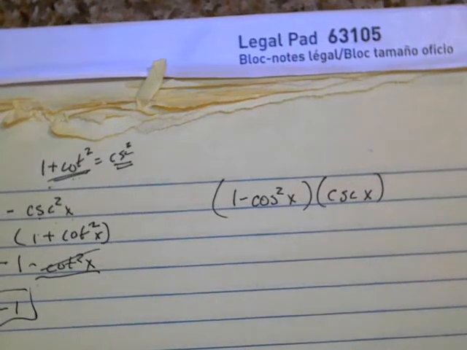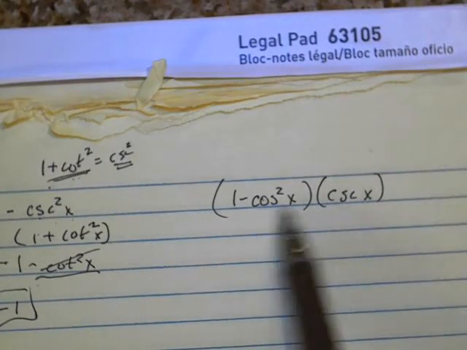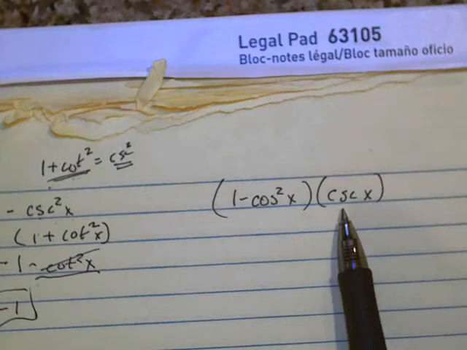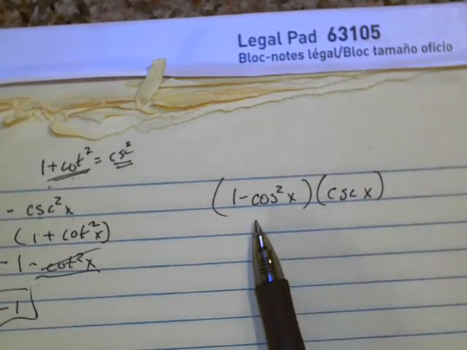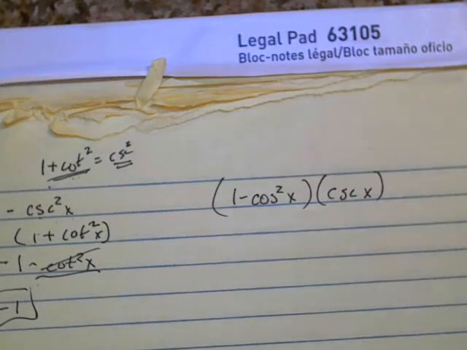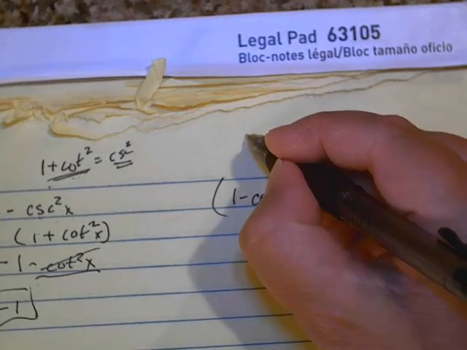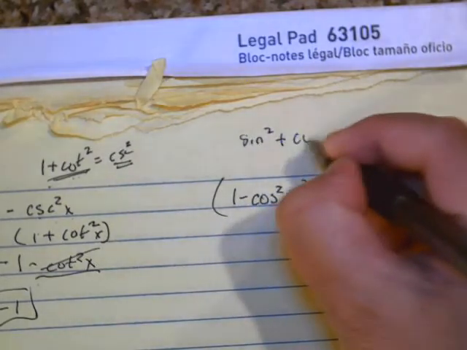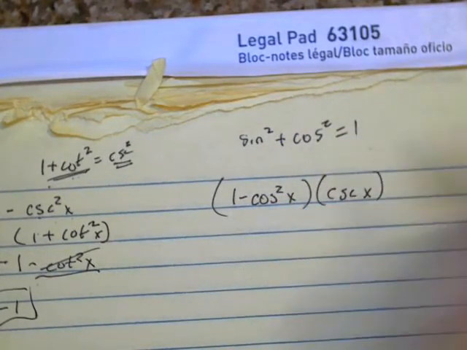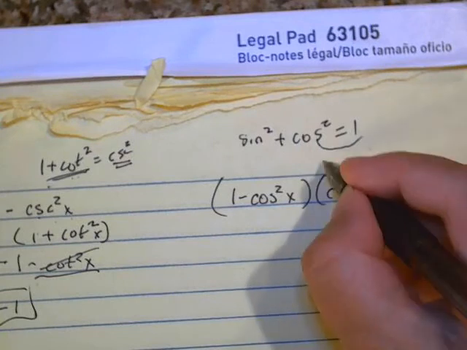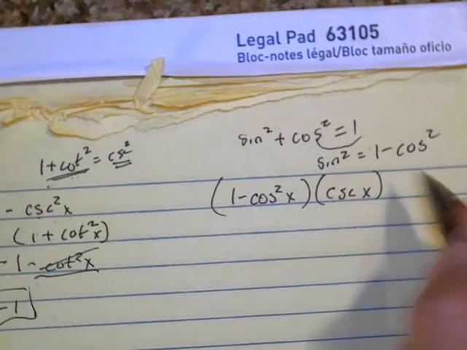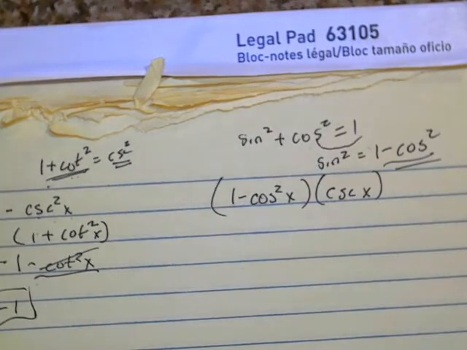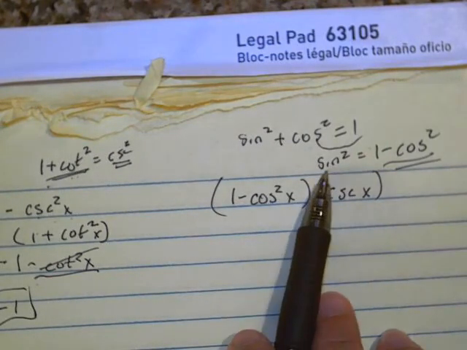Okay, let's look at this second one here. I want to try to find a way to compare cosine squared and cosecant. I know that cosecant is 1 over sine. So I'm going to think about the Pythagorean identity that would involve 1 and cosine squared. And I know that sine squared plus cosine squared equals 1. So if I move the cosine squared to the other side, that means that sine squared equals 1 minus cosine squared. So where I have 1 minus cosine squared, I'm going to substitute sine squared.